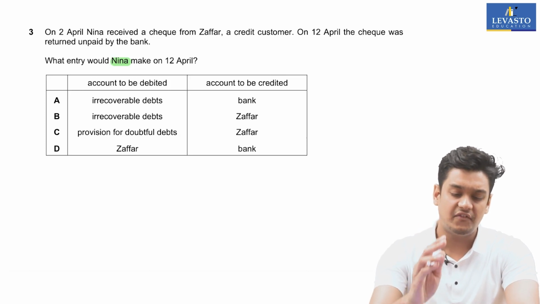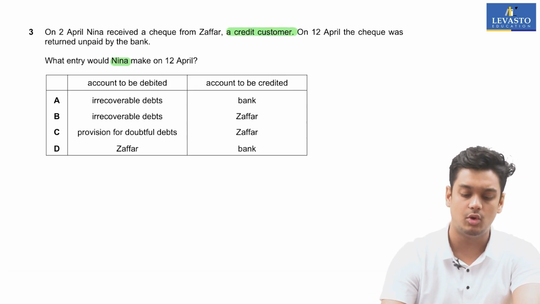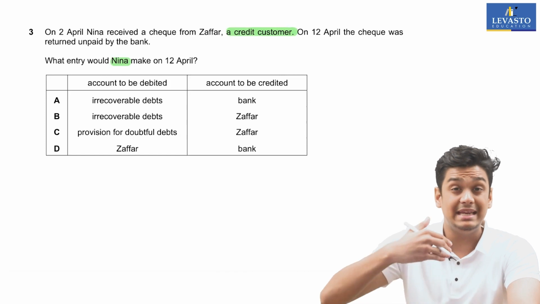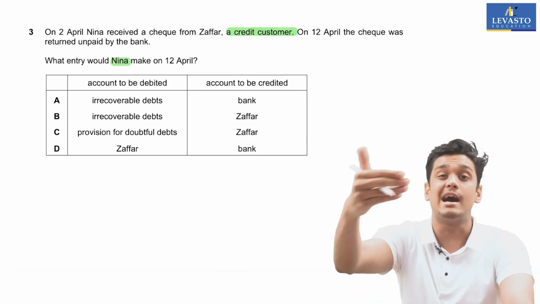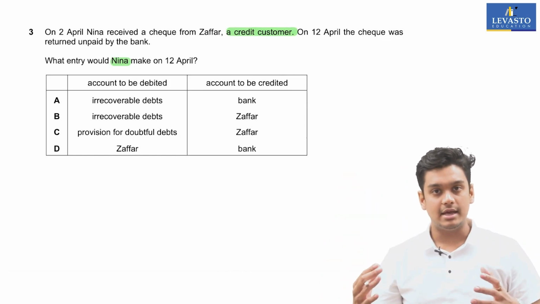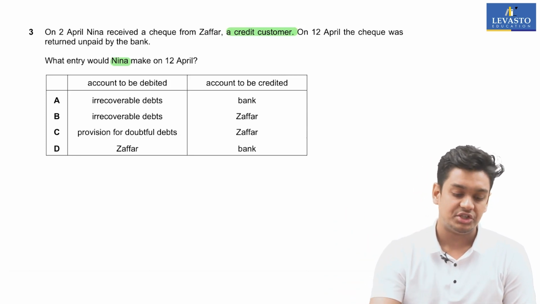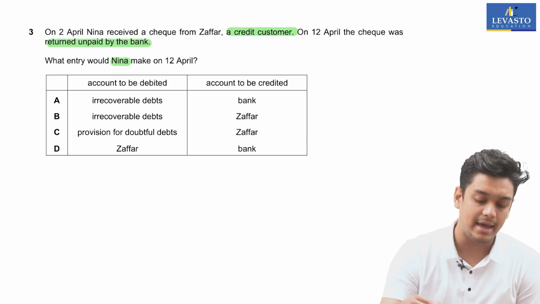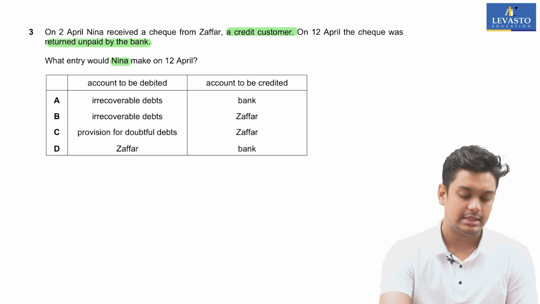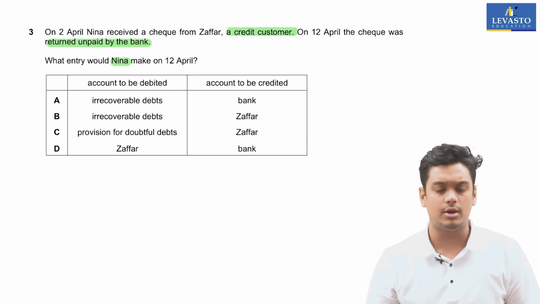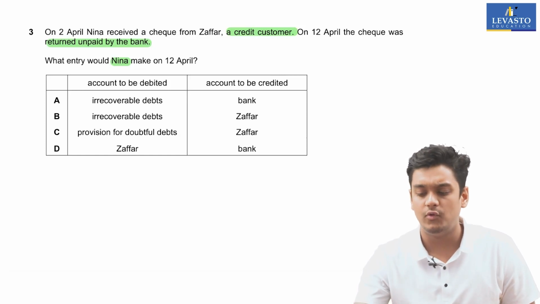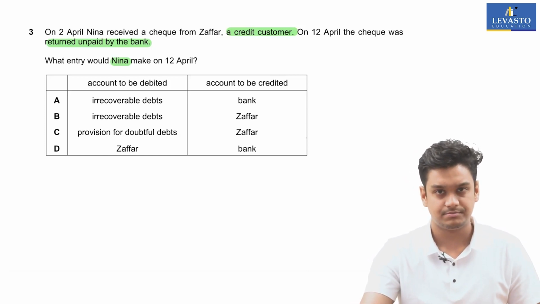Who is Nina? Nina could be a customer, supplier, could be anything. Nina received a check from Zafar, a customer. So in Nina's point of view, Zafar is a customer. And what is mentioned? The check was returned by the bank.